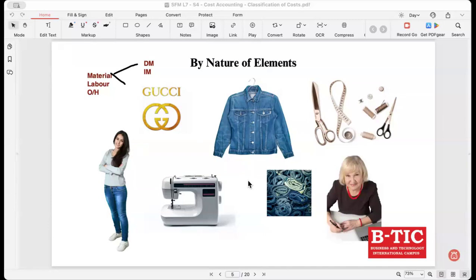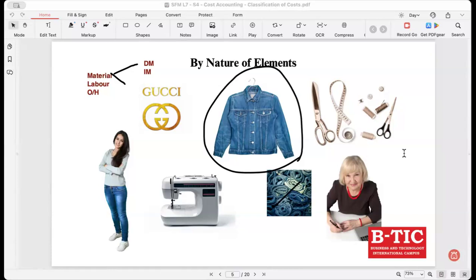For an example, when you're planning to stitch a coat or a jacket, you need the fabric to stitch it. You need the fabric to make the final product, and this fabric is the major part of the final product. Now, this is direct material. Why? The fabric is the major part of the jacket. If there's no fabric, there's no jacket. Therefore, this is a direct material.